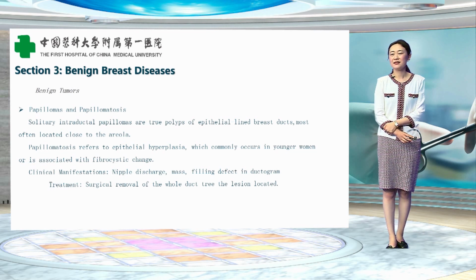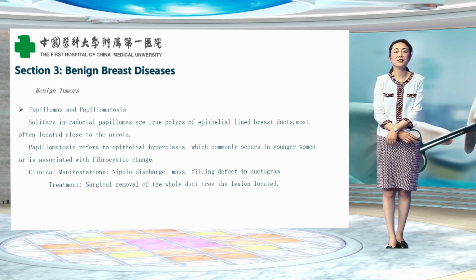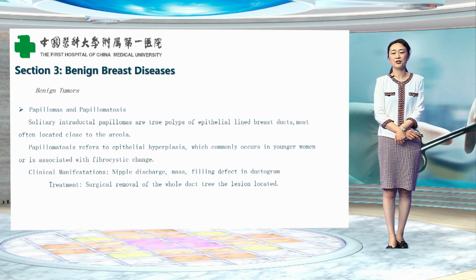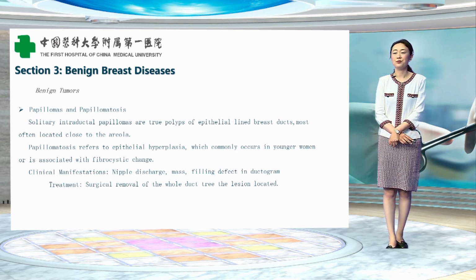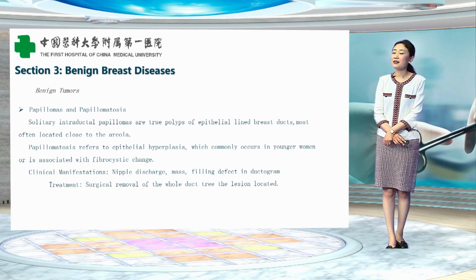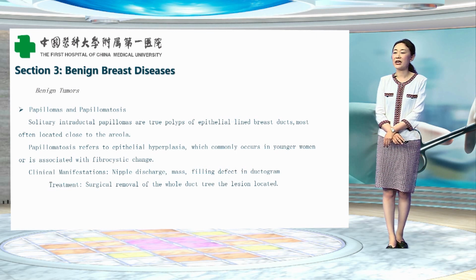Papillomatosis refers to epithelial hyperplasia, which commonly occurs in younger women or is associated with fibrocystic change. The two kinds of diseases are also different, but they have very similar clinical manifestations: the nipple discharge and the mass if the tumor is too big. In the ductography, the filling defect will be detected. For treatment, surgical removal of the whole duct tree where the lesion is located is suggested.